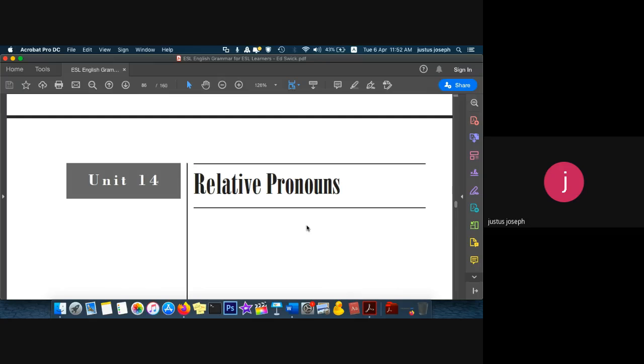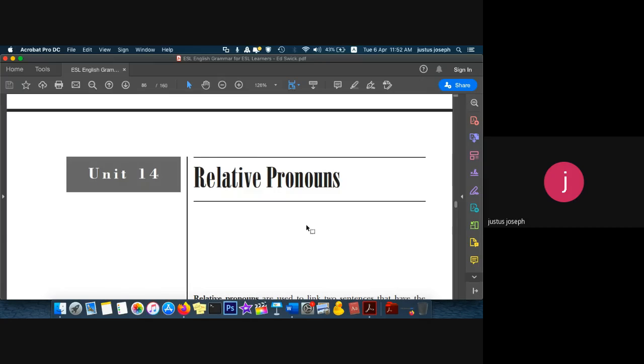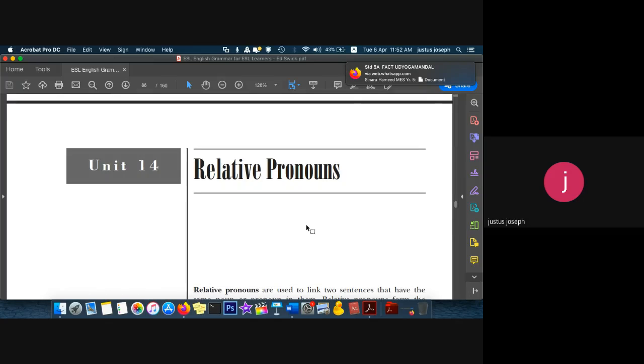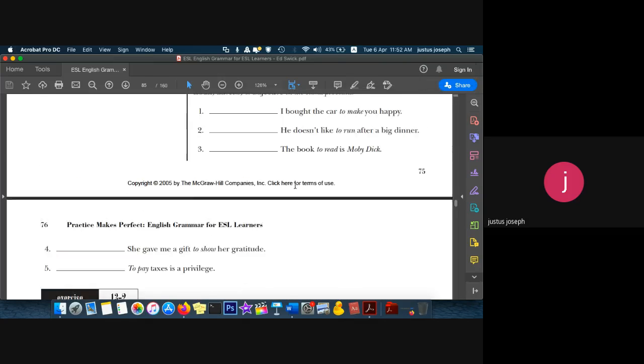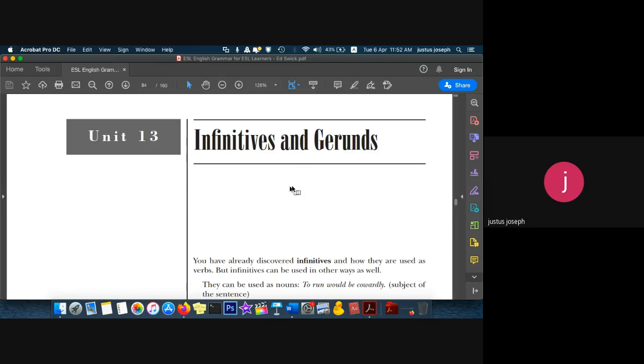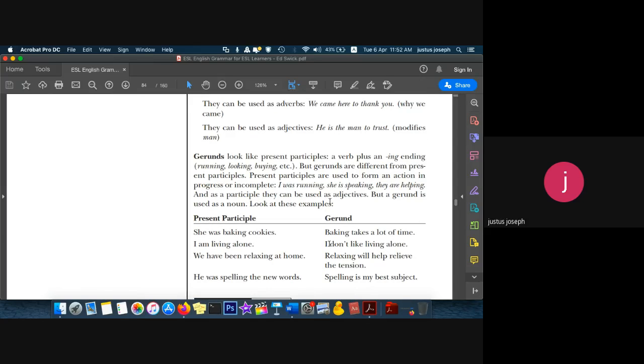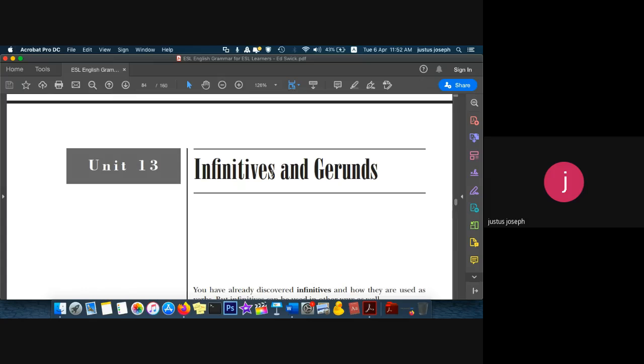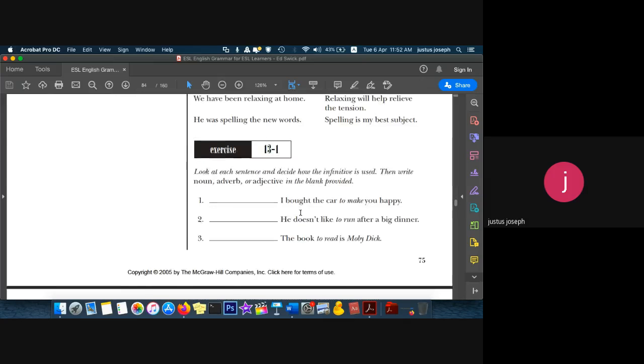The last class we had started to learn something about relative pronouns. It's been a long break from our last class. So in our last class we learned something about infinitives and gerunds. Gerund was something like this: Baking takes a lot of time. Here baking was a noun, but baking actually is a verb, but we learned how to use verbs as nouns, and we understood that they are known as gerunds. So we also learned about infinitives.